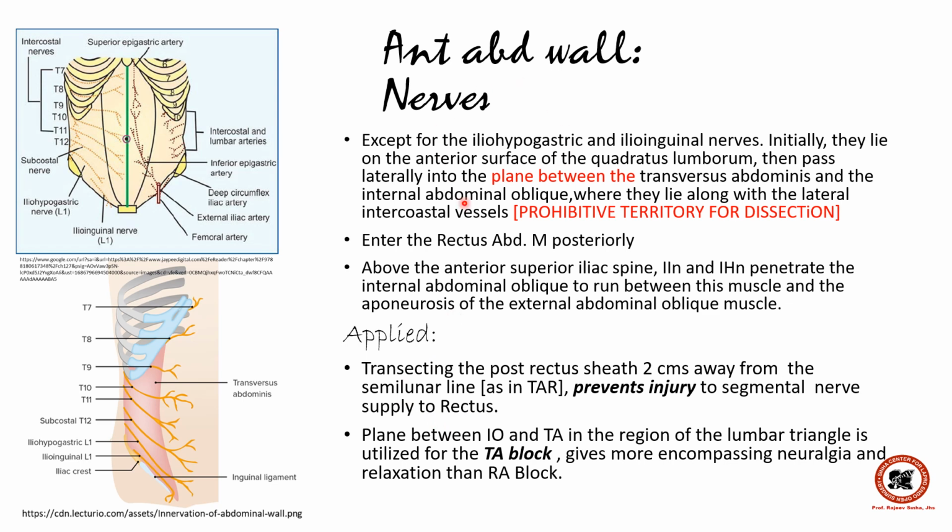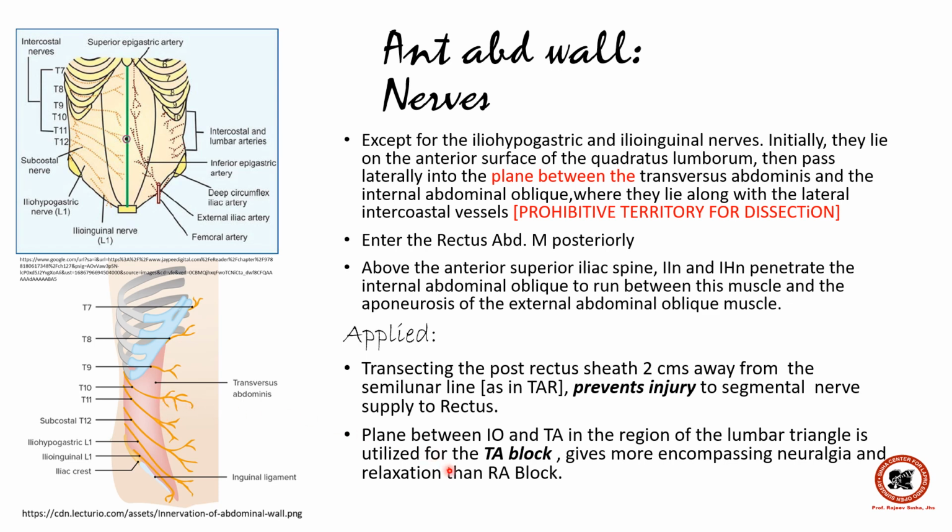So, based on this information, transecting the posterior rectus sheath 2 centimeters away from the semilunar line prevents injury to the segmental supply to the rectus. So, if you have to transect the arcuate and the posterior sheath, transect it here. If you do it more laterally, you'll cut the nerves.